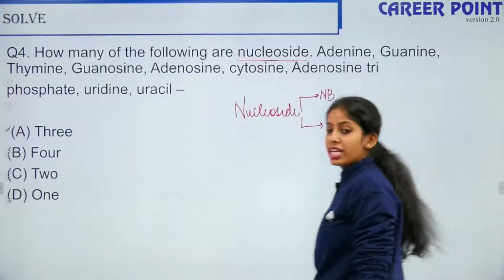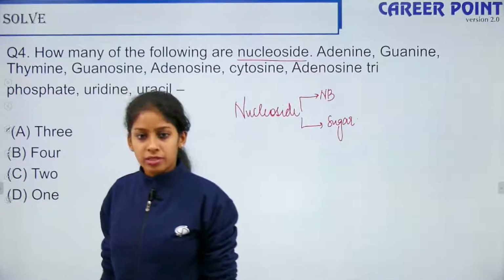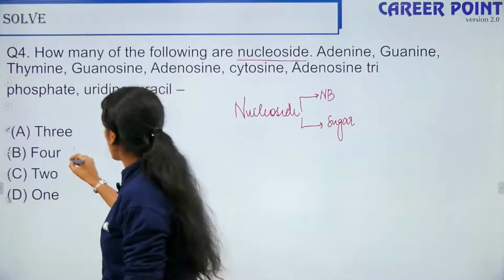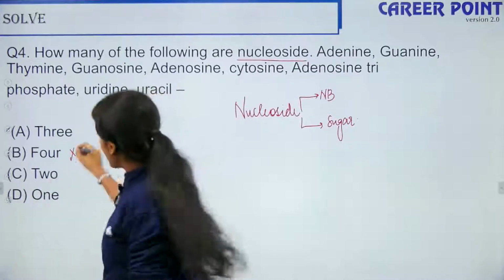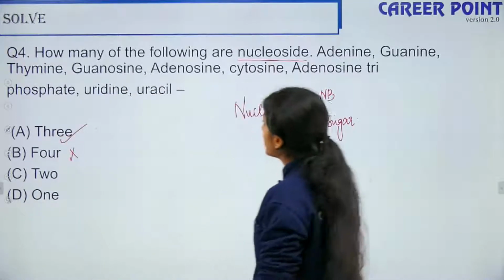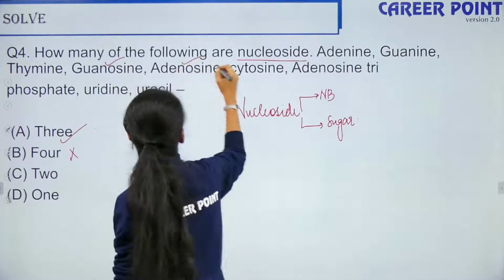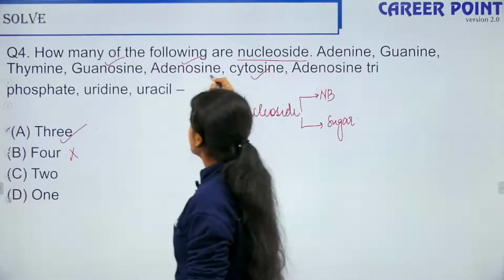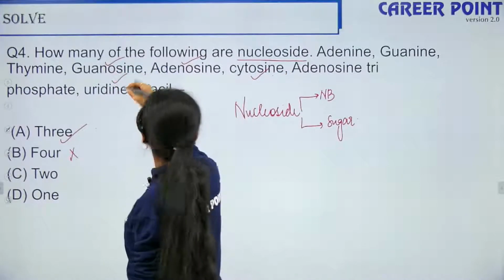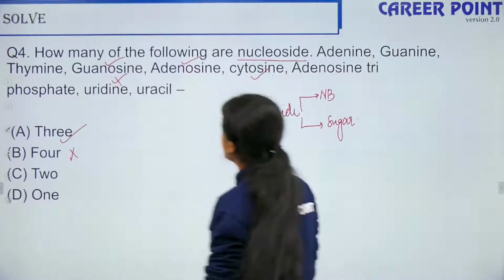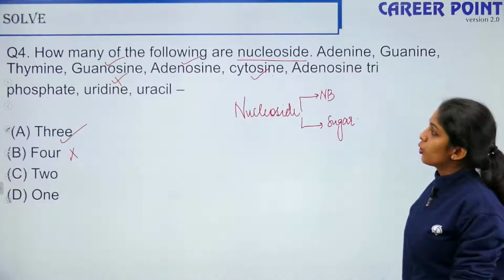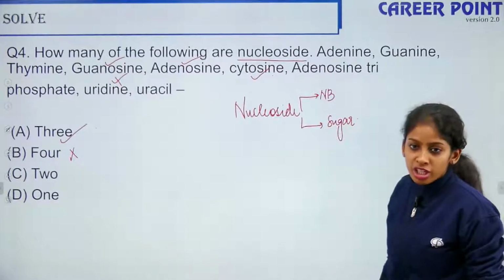A nucleoside is when your nitrogenous base and your sugar are attached. Shimpi said B. No. Prince says A. So A is right. So what are the nucleosides? Guanosine, adenosine, cytosine. Then you have only 3. Uridine is not uridylic acid. So it is only 3 which are nucleosides.